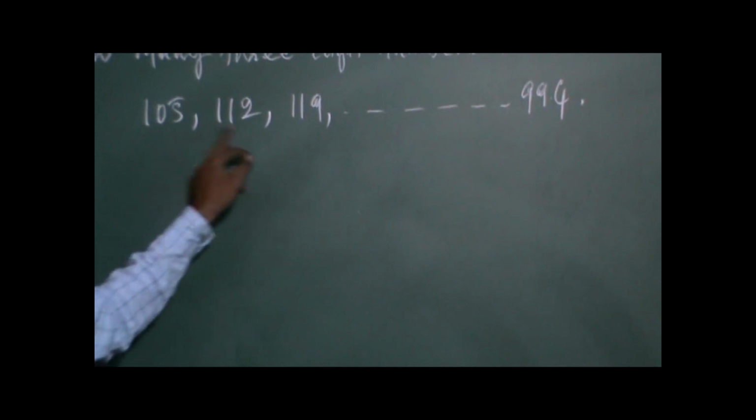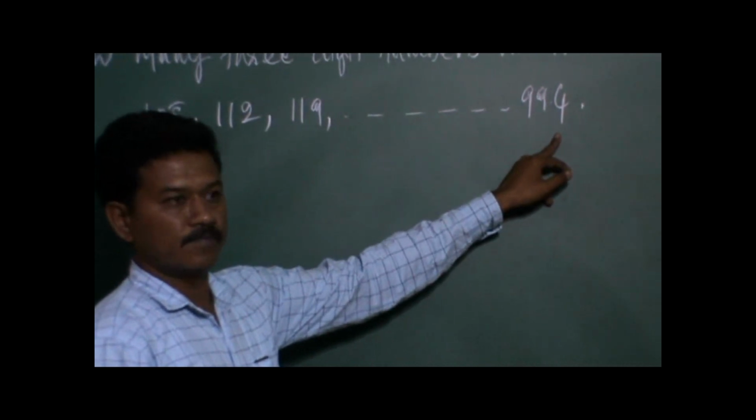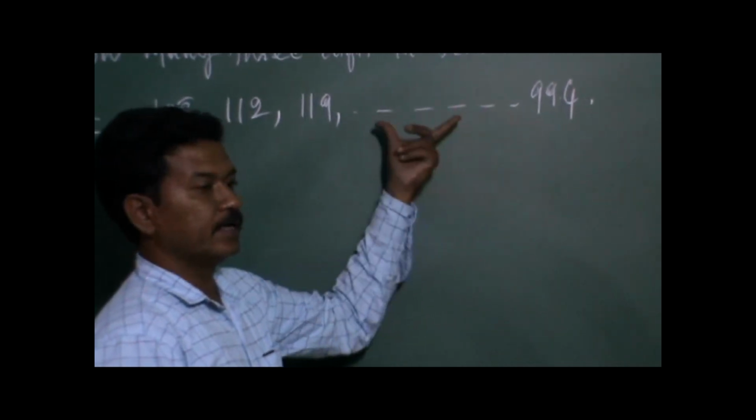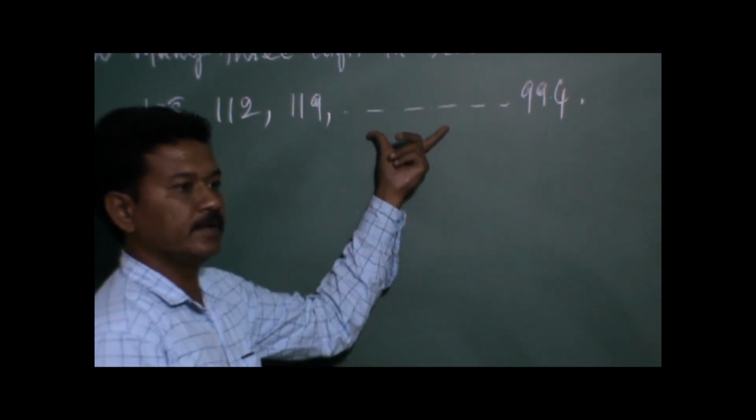So here the first number is visible, the second number is visible, the third number is visible, this is the fourth number. No, it cannot be the answer, because between 119 and 994 there are many 3-digit numbers which are divisible by 7, which are not known to us. So in order to find out the 3-digit numbers which are divisible by 7, consider this as an AP. It is the multiples of 7 written in an order.